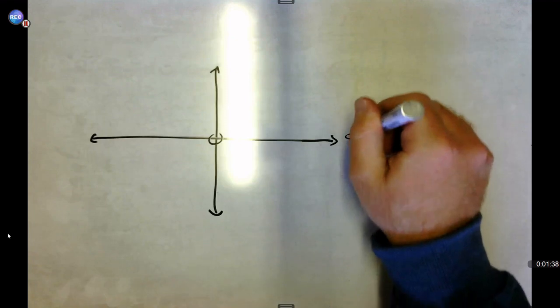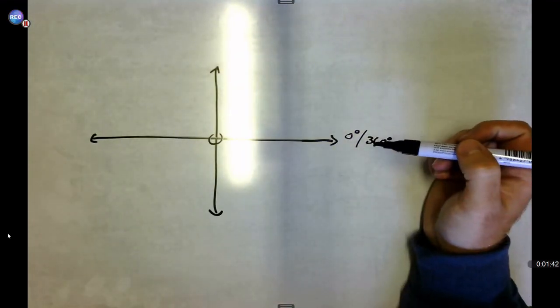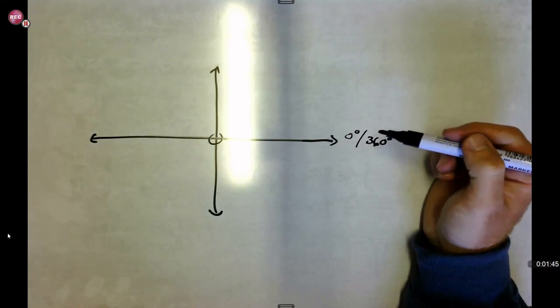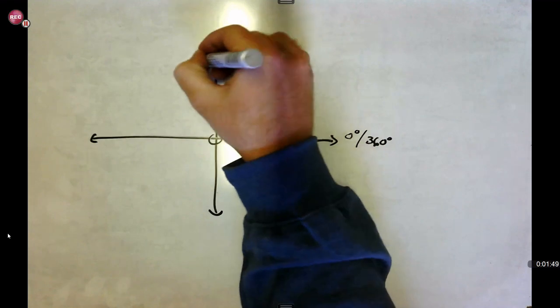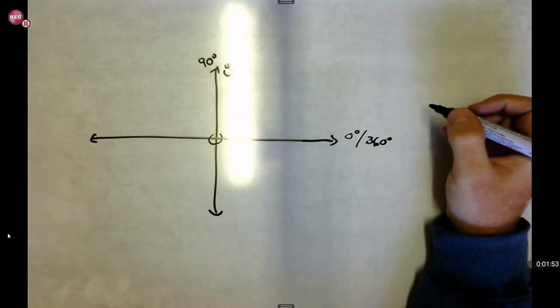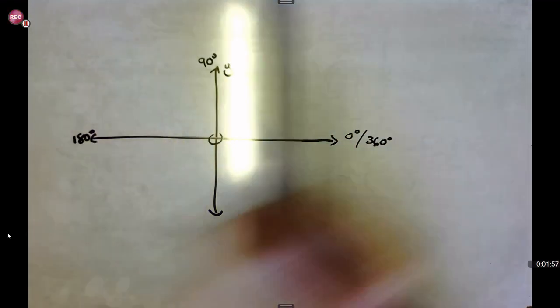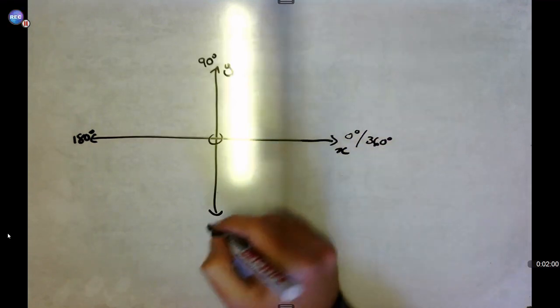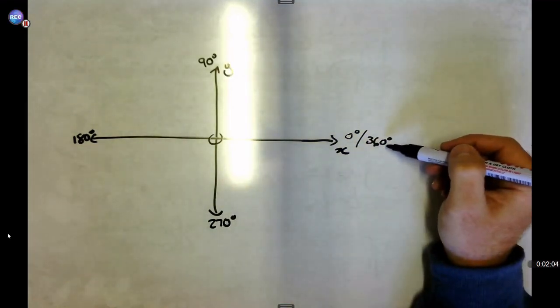the degrees or the revolution on the Cartesian plane doesn't move in a clockwise rotation. It always moves anti-clockwise. So 90 degrees will be set over here by the y-axis, and then we'll move to the left, which gives me 180 degrees over here. And then 270 degrees would be here, and then it stops at 360.